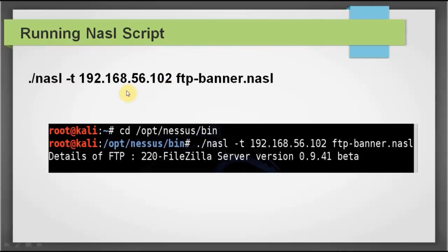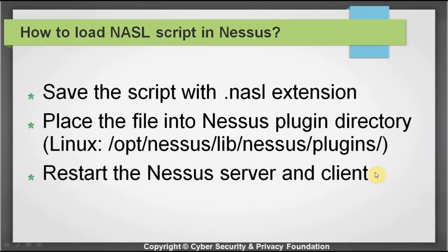So I'm going to run the script. I'm going to give -t, the IP, and the Nasl script name, and you can see after it's run, it's giving details of FTP. This detail is already there, and it's getting it from this server, and it's printing this data. So it's saying that it's a FileZilla server, and the version and all those details.